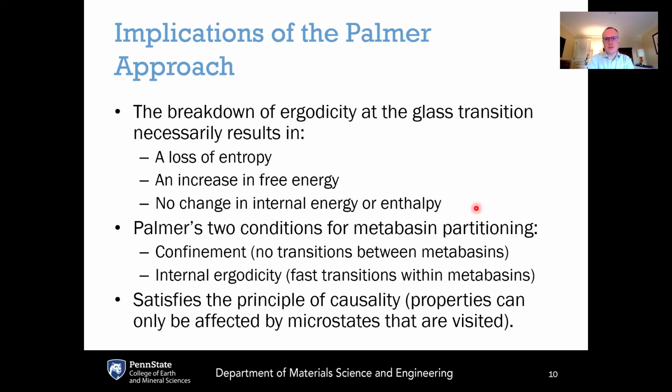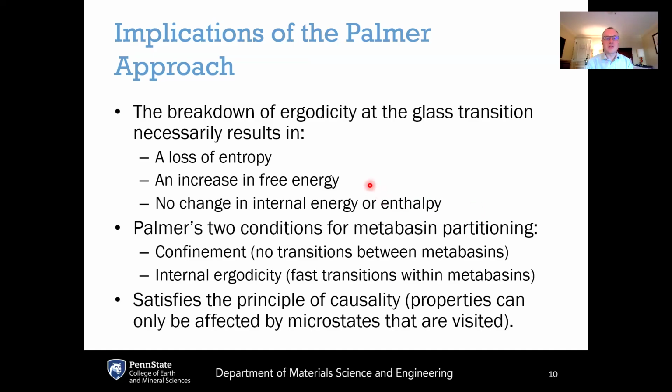What are some of the implications of Palmer's approach to broken ergodicity? The breakdown of ergodicity for any system, including that which occurs at the glass transition, necessarily results in a loss of entropy. That is because the system is unable to explore all the configurations that it would be able to access in an ergodic system. For a non-ergodic system, we are constrained to a subset of the energy landscape, and therefore not all of the configurations are mutually accessible. So there is a loss of the configurational entropy of the system and a corresponding increase in the free energy of the system.